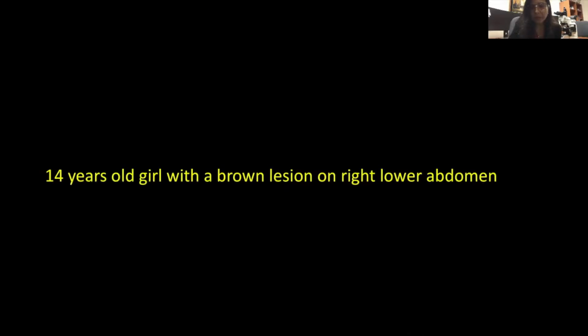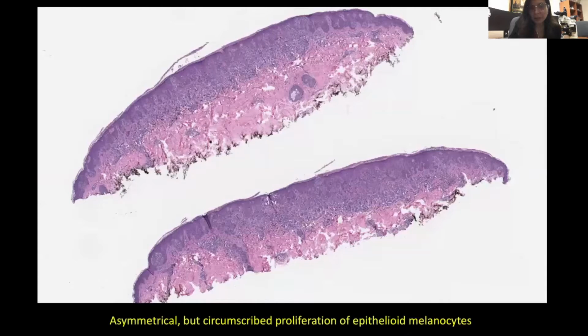And the next case is a 14-year-old girl with a round lesion on the right lower abdomen. Here we have two fragments. In low power, there are nests on this side, and the other side is not, more single cells. So the asymmetry, you are seeing it. But it is kind of well circumscribed on low power.